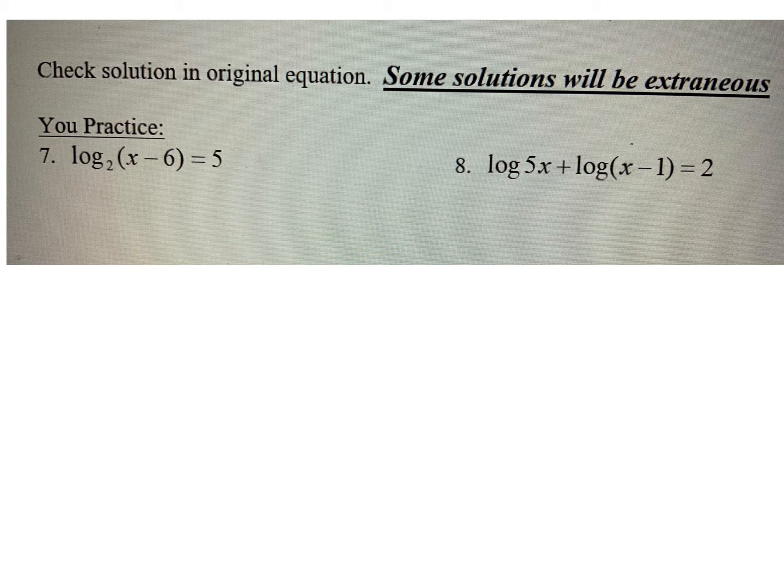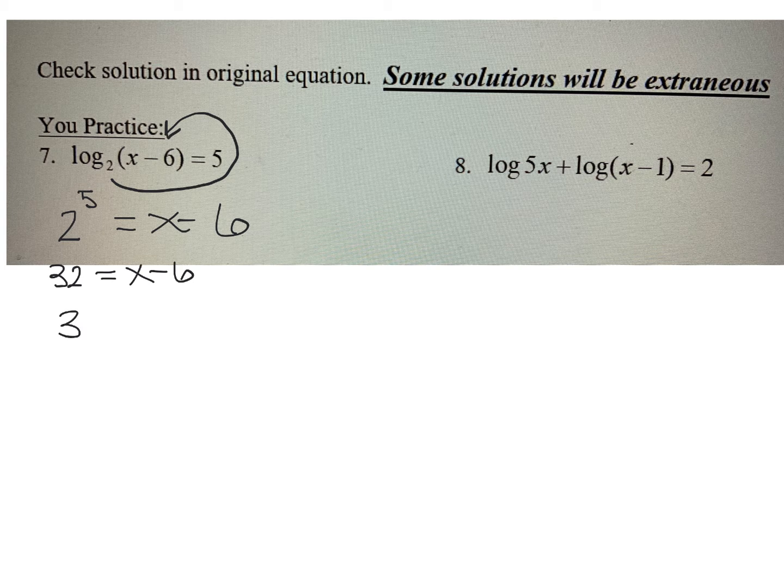Okay, so let's try a couple times. This one, the form it's in is not helping me, so I'm going to convert. So you get 2 to the 5th power equals x minus 6. 2 to the 5th is 32, so 32 equals x minus 6. Add 32 over, so 38 equals x.